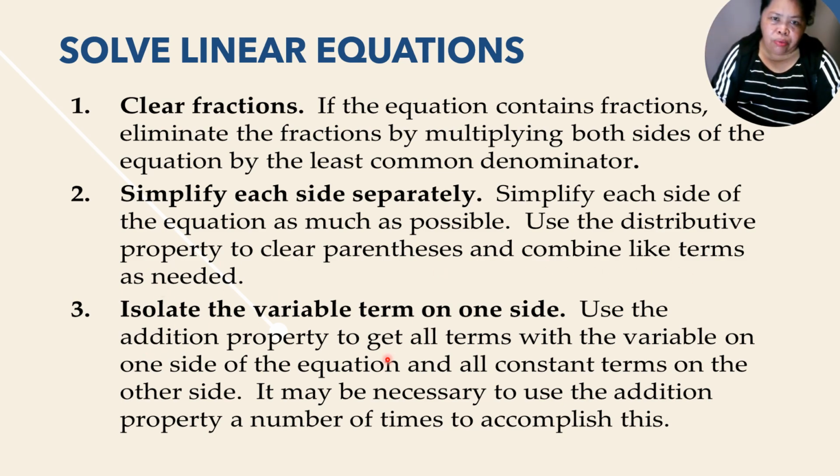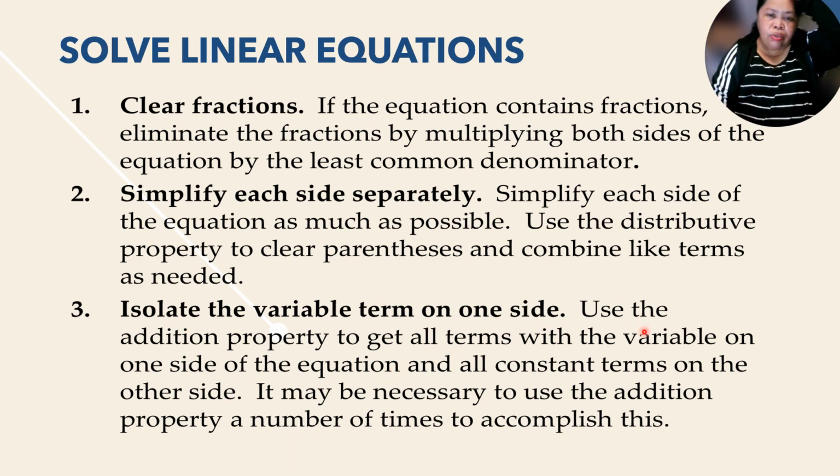Third, isolate the variable term on one side. Use the addition property to get all terms with a variable on one side of the equation and all constant terms on the other side. So it may be necessary to use the addition property a number of times to accomplish this.